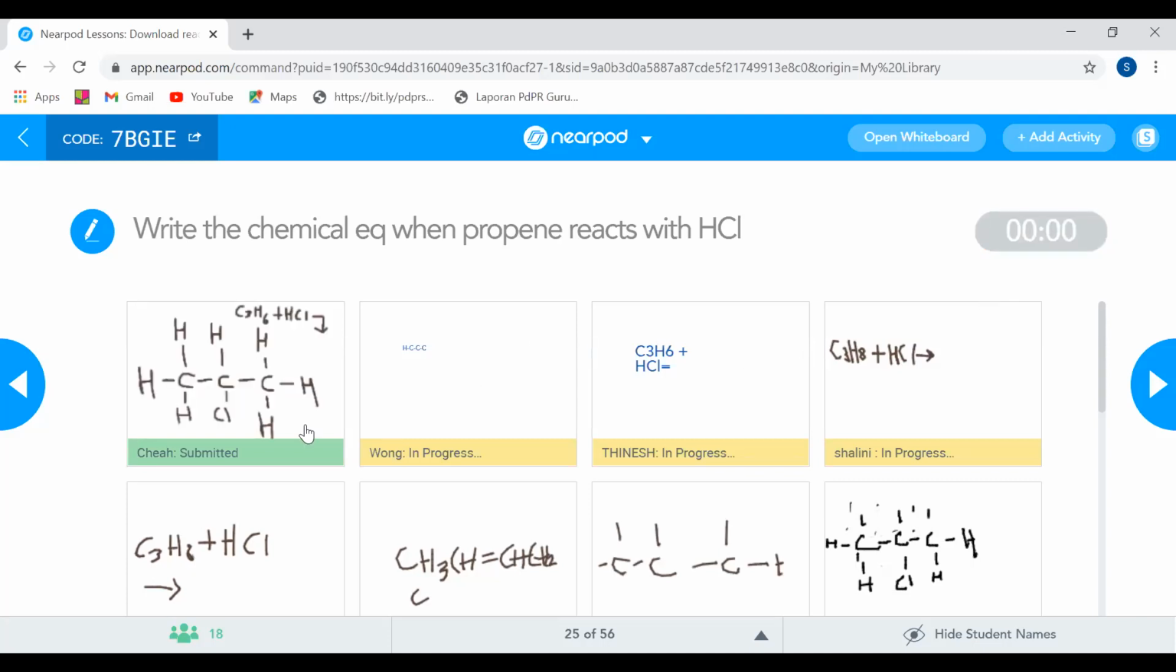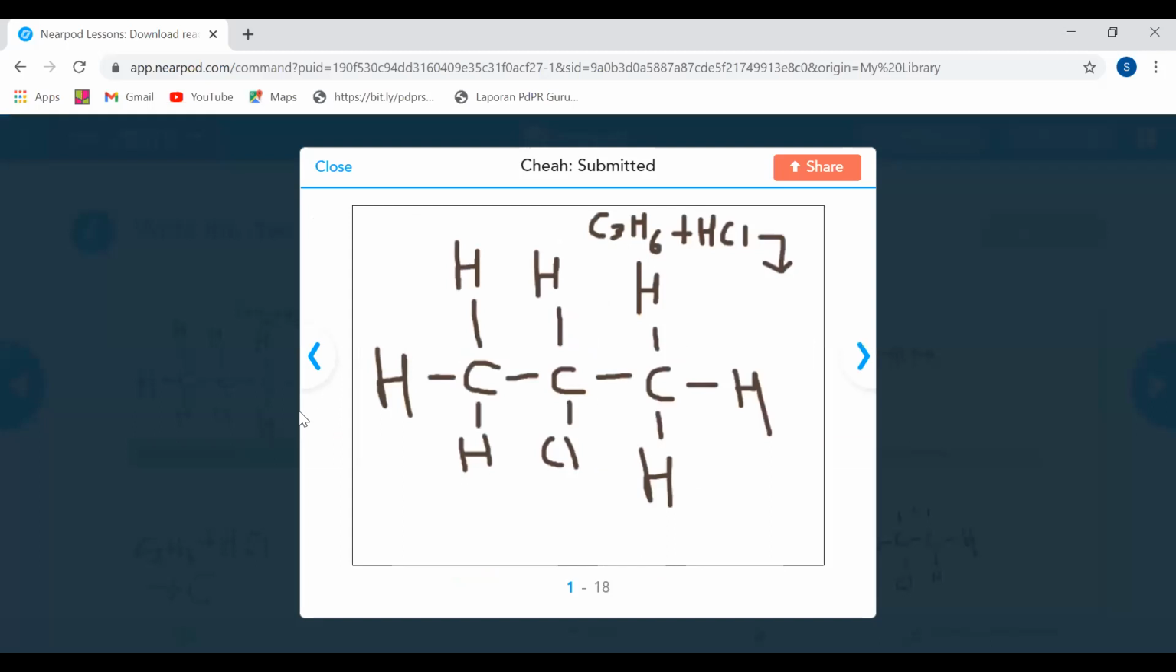Okay, so we'll go through each person's work, yeah? All right, so let's look at Chia's answer. Okay, so Panda, she went and put the equation on top there, so correct. Propene is C3H6. That's why you must know homologous series. You must know the general formula. The general formula of an alkene is CnH2n. So when n is equal to 3, you can put C3H6 plus HCl.